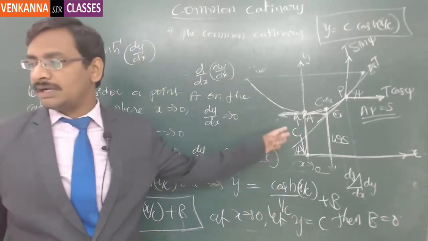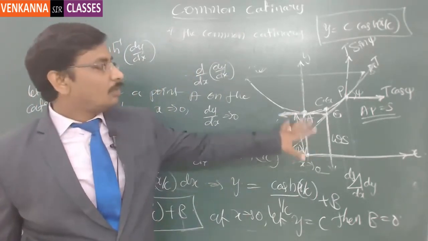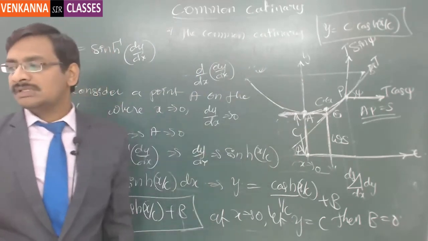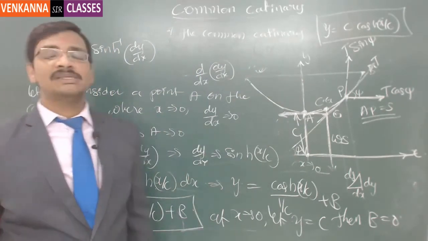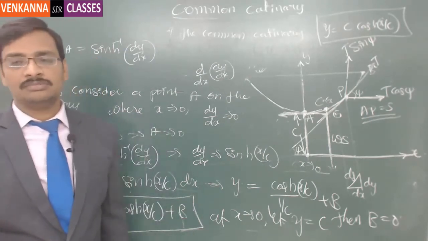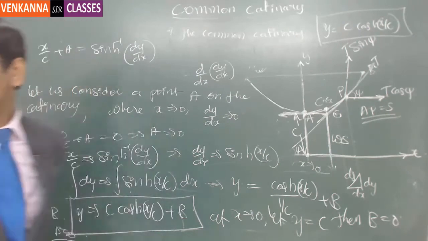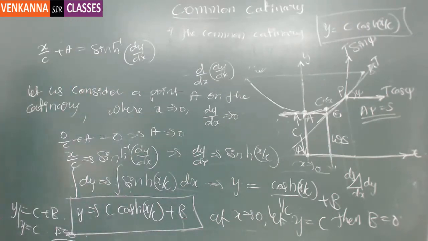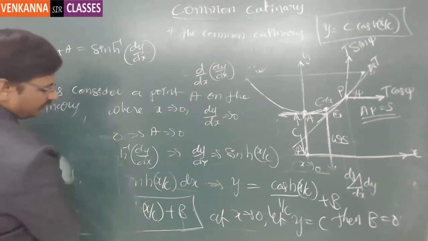With this understanding of the x-axis and y-axis, the common catenary equation is y is equal to c cosh of x by c, which is nothing but the common catenary equation in Cartesian form. Clear? Any questions? Great. So now I am going to explain the terminology we are going to use in the case of the common catenary.